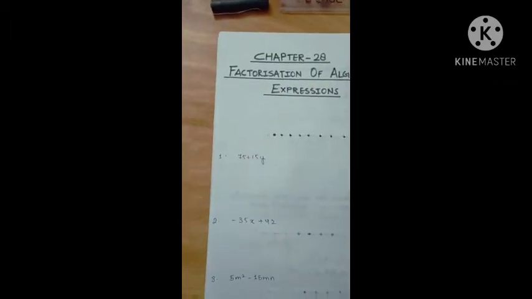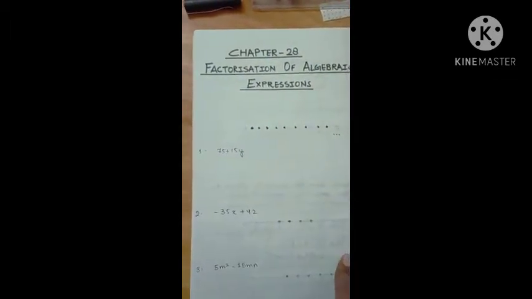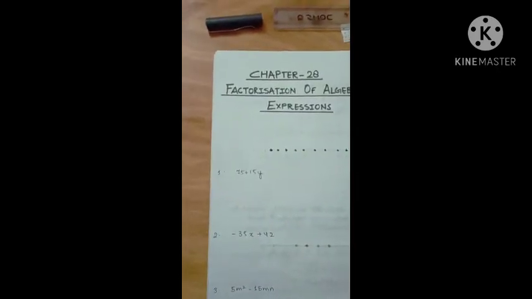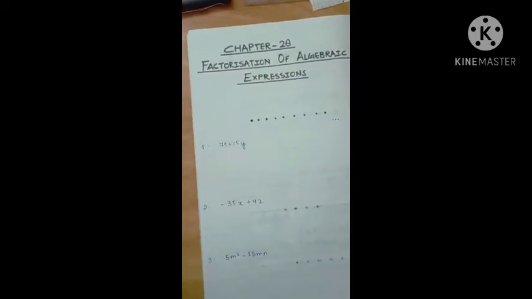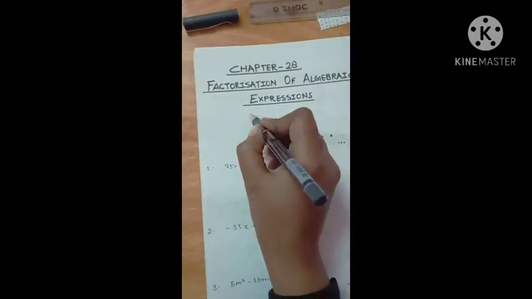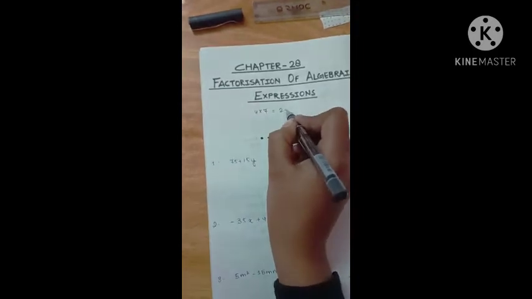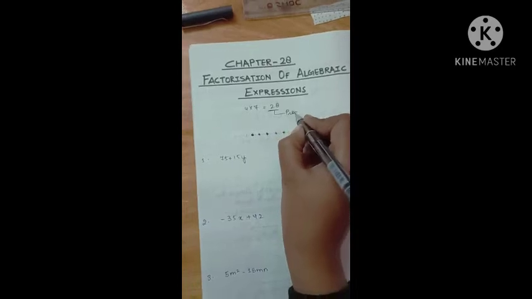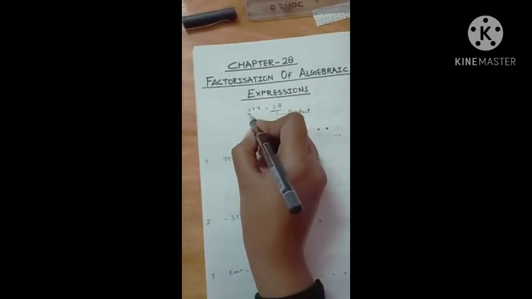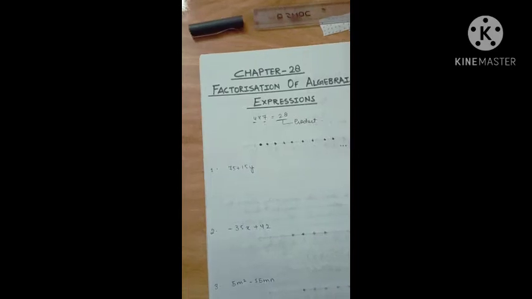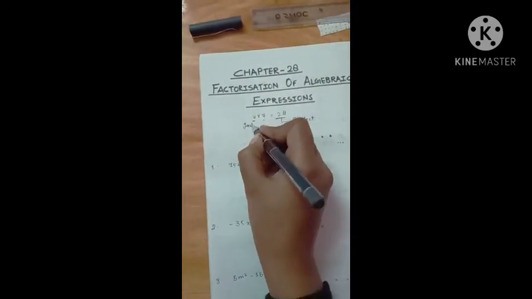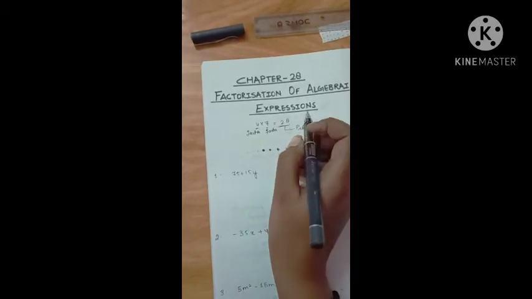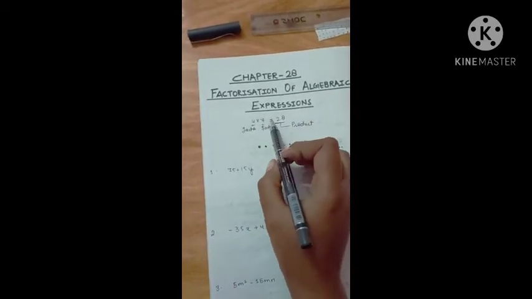Today I'll start the new chapter, chapter 28, factorization of algebraic expressions. So let's start. Now, if I say, children, that if we multiply 4 and 7, what do we get? We get 28. So this is the product, right? Now what are 4 and 7? These 4 and 7 are the factors of 28. So here 4 and 7 are factors of 28.